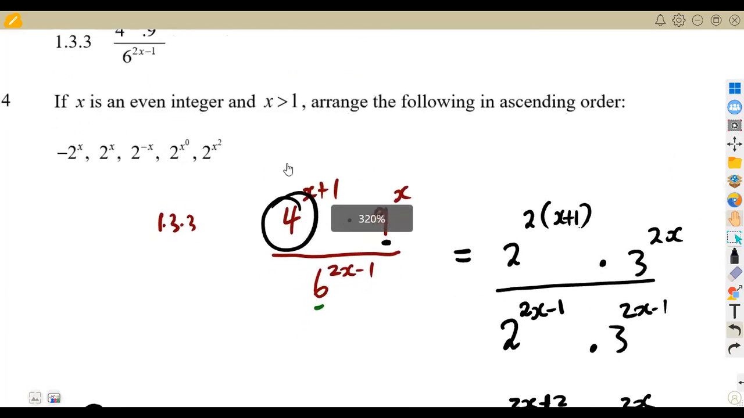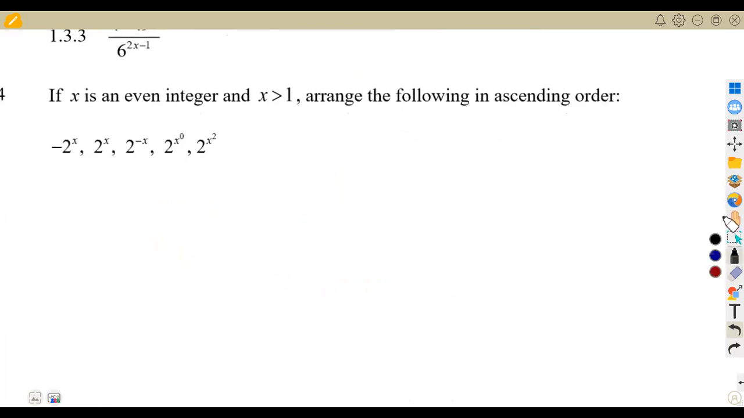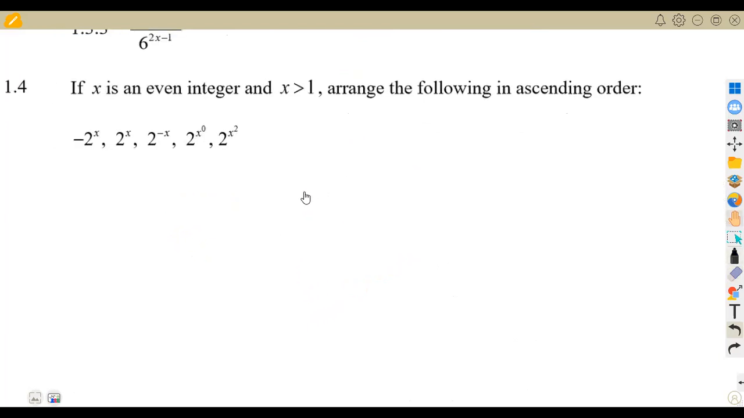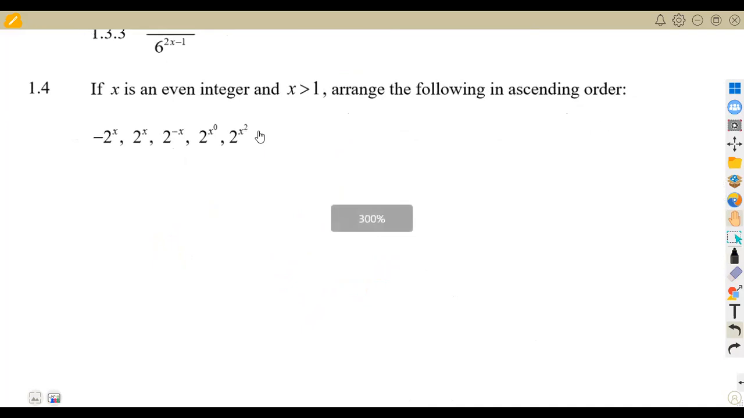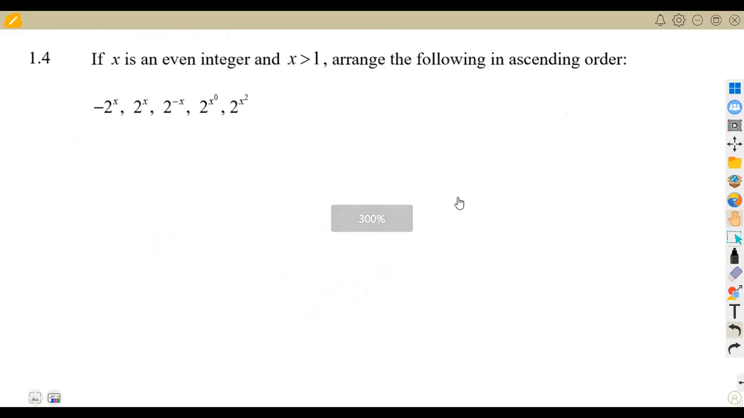On question 1.4, they are saying, let us see our question: if x is an even number, all right, we have x being an even number and x is greater than 1. So even numbers that are greater than 1, we've got 2, 4, 6, 8. Those are the even numbers. All right. Arrange the following in ascending order.